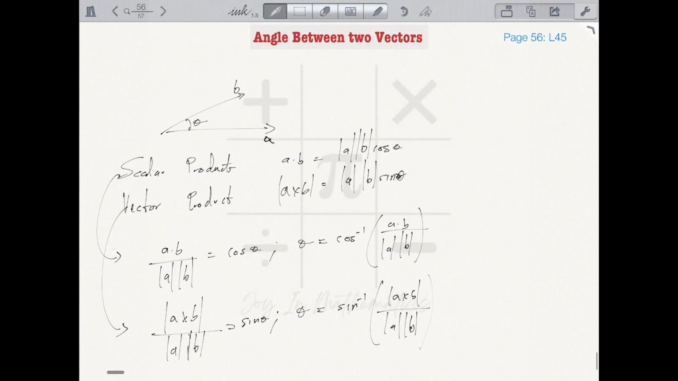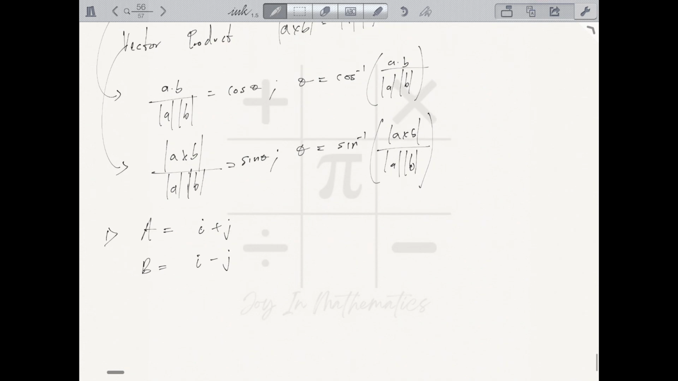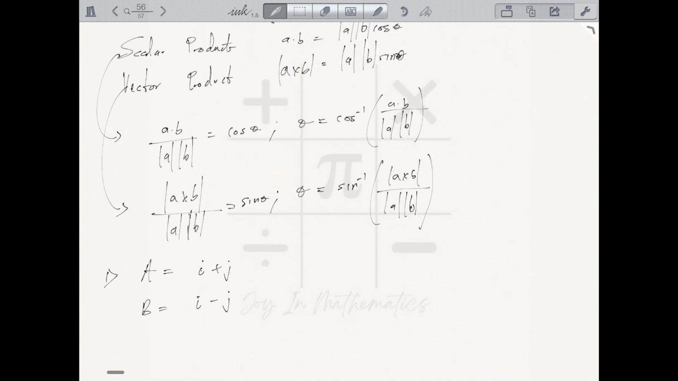So we'll be applying these two formulas from scalar products and vector products, and we'll implement them in both 2D and 3D vectors. Let's begin with two-dimensional vectors. We are given two vectors: A is equal to I plus J, and B is equal to I minus J, and we are asked to evaluate the angle between them. Most of the time we use the scalar product. This is mostly used to evaluate the angle between two vectors, but we will use the two so that we'll be able to compare our answers.